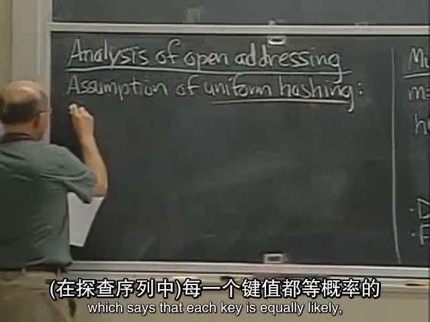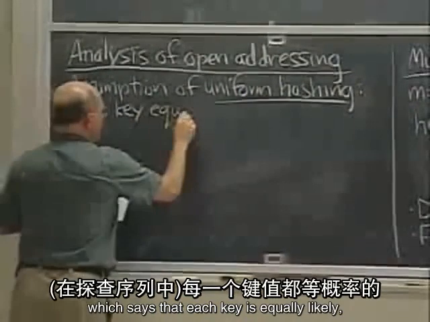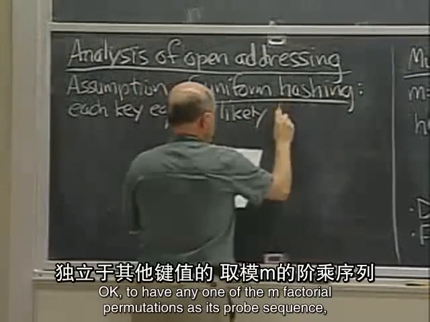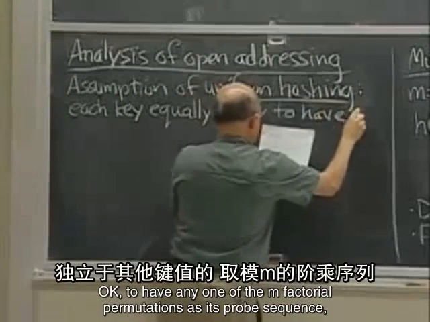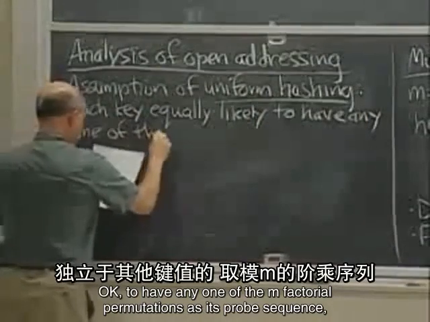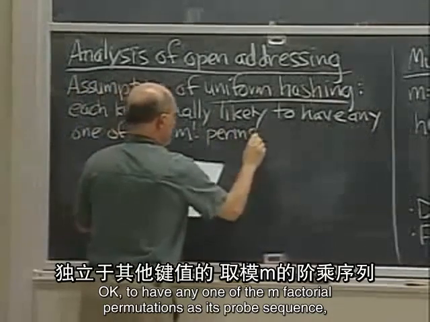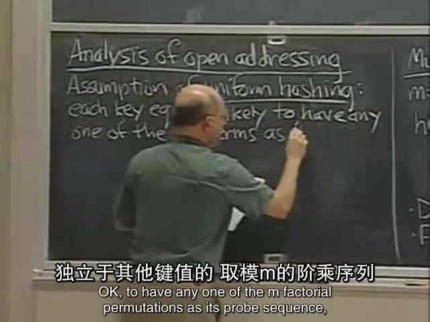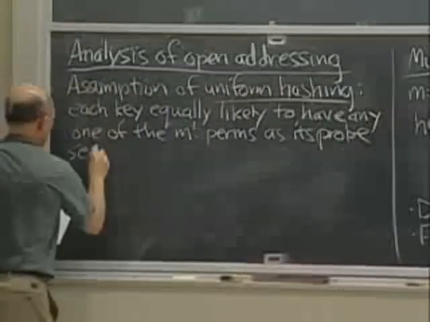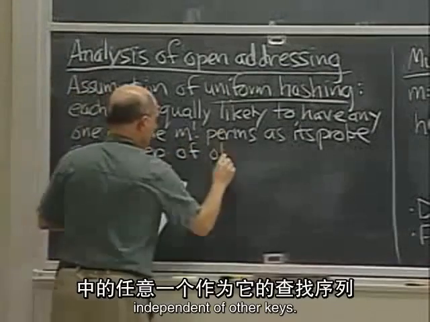It says that each key is equally likely to have any one of the m factorial permutations as its probe sequence, independent of other keys.